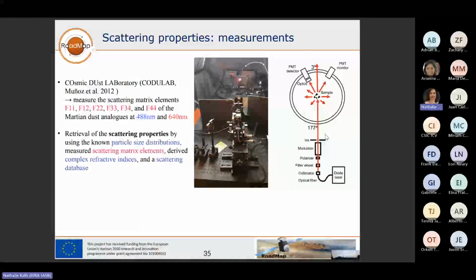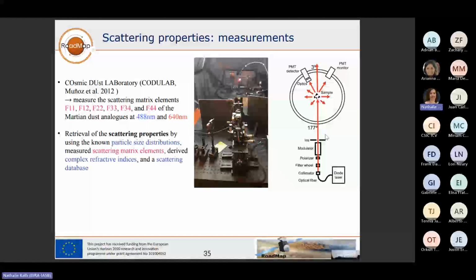Now this is the next part of the study. So now we are looking at the scattering matrix measurements that Olga showed before. We carried them out in the cosmic dust laboratory. We are measuring the full scattering matrix there with two wavelengths, blue light and red light.